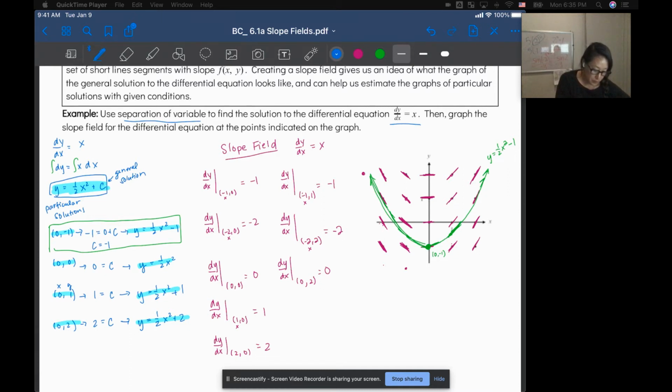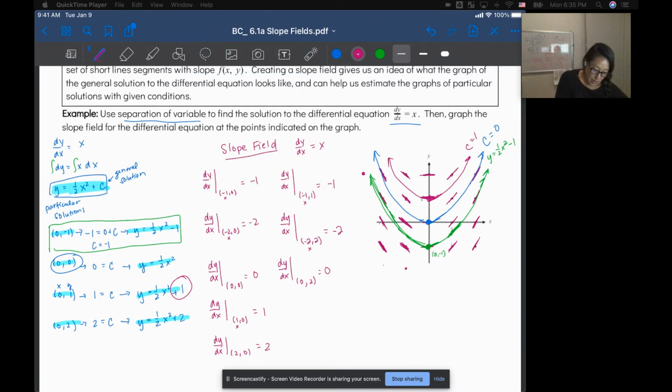Okay, so the particular solution for our curve that passes through 0, 0 would start at 0, 0. It's going to be a parabola. And this is when C is equal to 0. Okay? All right, let's do the next one. At 0, 1, I can see the curve passes through. This is going to be when the C value is equal to 1.